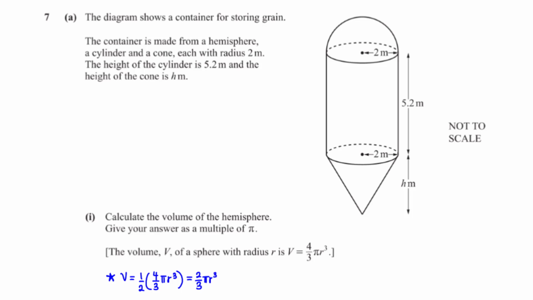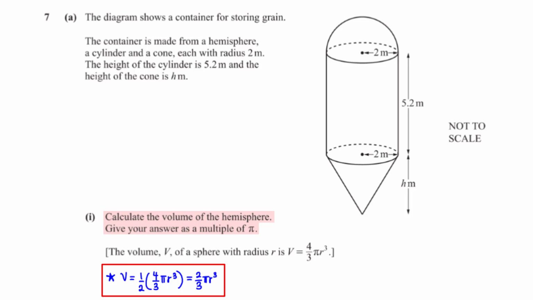The diagram shows a container for storing grain. The container is made from a hemisphere, a cylinder, and a cone, each with radius 2 meters. The height of the cylinder is 5.2 meters and the height of the cone is h meters. Calculate the volume of the hemisphere. Give your answer as a multiple of pi.